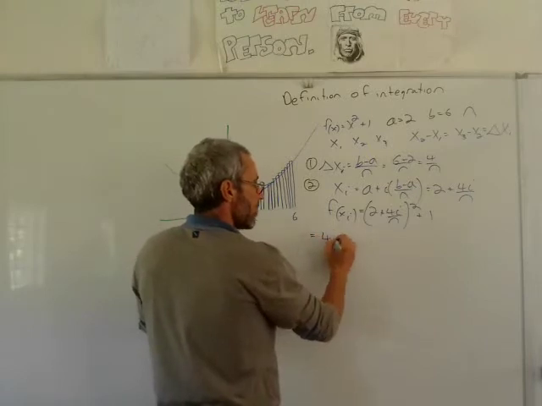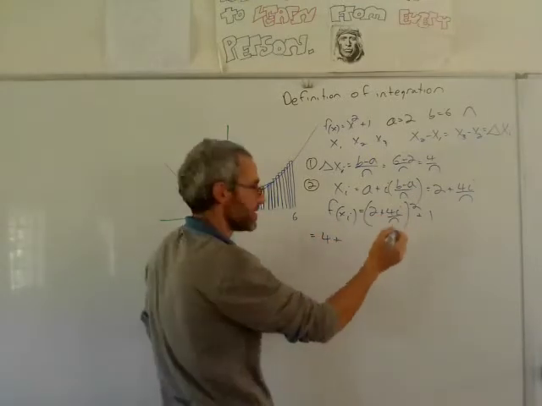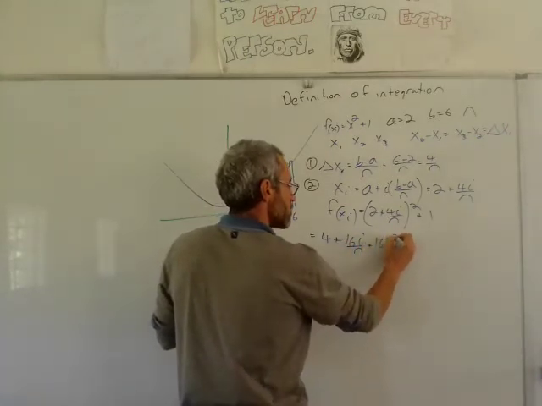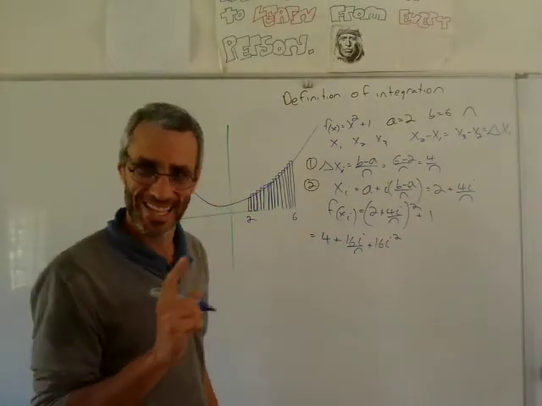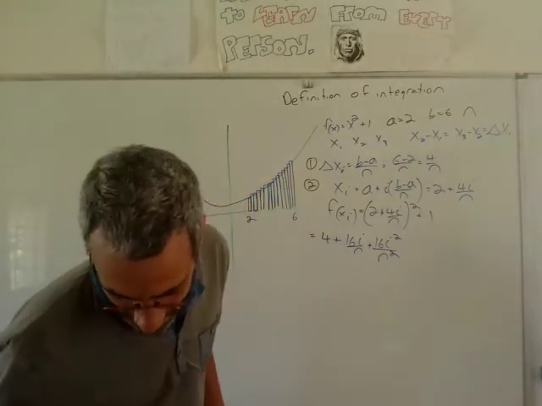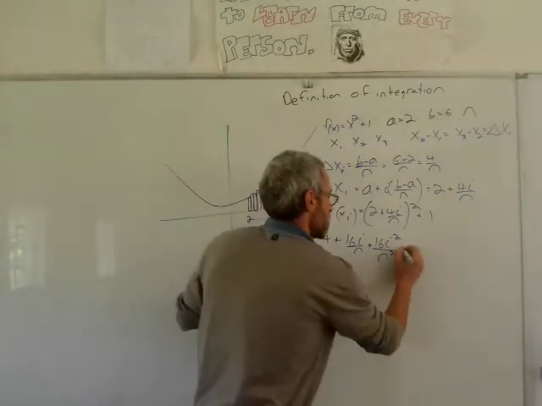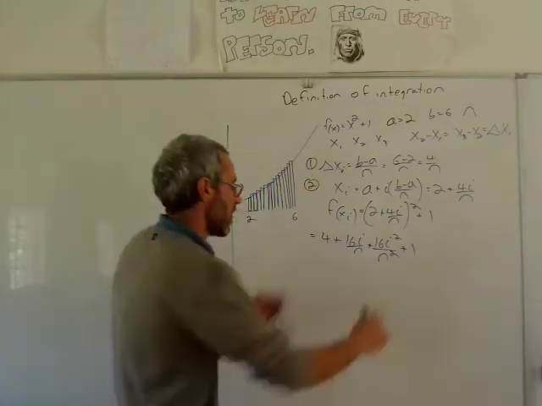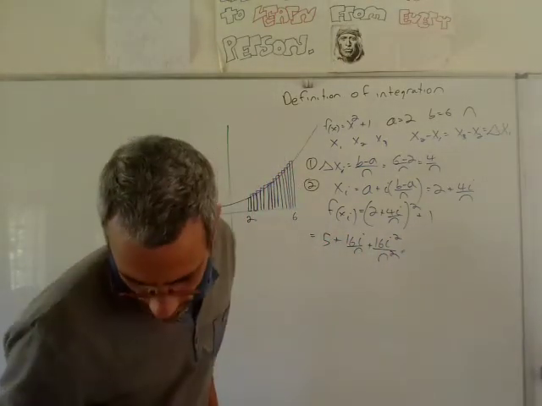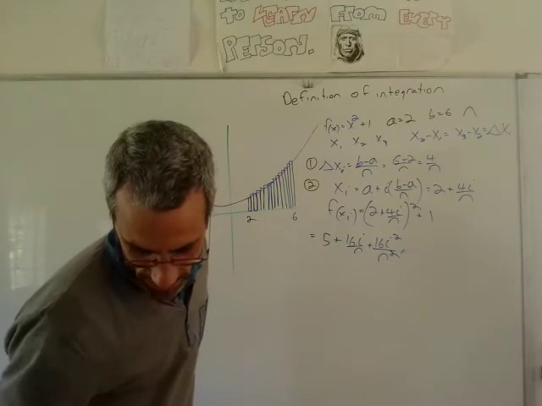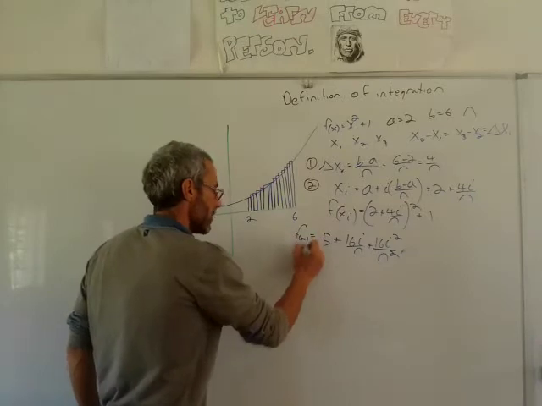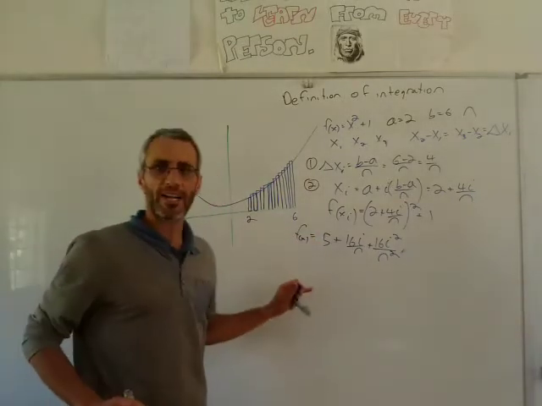We're going to start writing how much that is. It's going to be 4 plus 2 times 4 is 8, so 16i over n, plus 16i squared. Don't forget, i squared is not equal to minus 1, it's not an imaginary number. Divided by n squared. Let's see if I've got it right. Plus the 1. I'm just going to add that 1 to the 4, and I've got 5 plus 16i over n, plus 16 i squared over n squared. Fantastic.